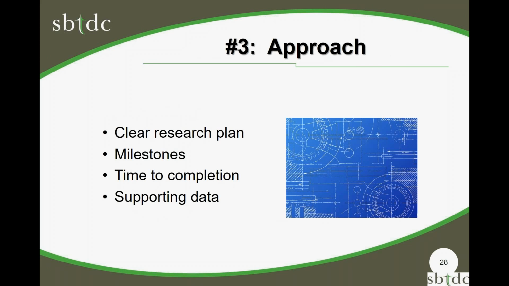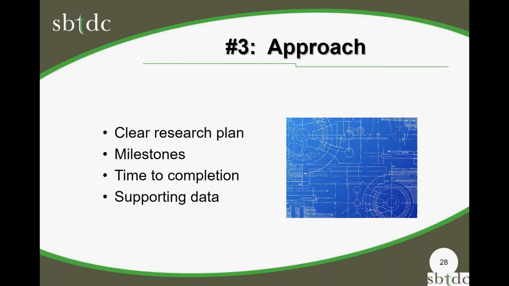The third review criteria that reviewers are going to be scoring is the approach. What's the blueprint associated with the 6 or 12 months of work that you're looking to get funding for? Is the research plan clear? Do you have set milestones? Have you incorporated a timeline and attached that to the milestone-driven activities? And do you have supporting data that supports where your research is going to start? Preliminary data, if you will.